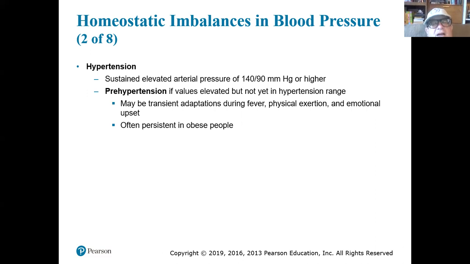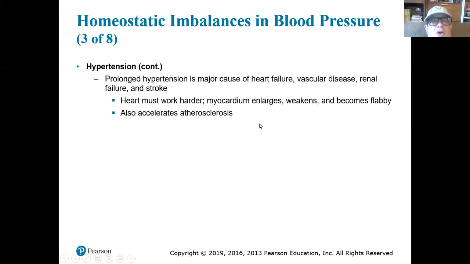All right, so if we have sustained high blood pressure, sustained hypertension, say more than 140/90, this is not good. Prehypertension is when you're not in the hypertension range, that's the 140. You could have a little of this that's temporary during fever or physical exertion or when you're upset. This is really common in people who are overweight, people who are obese. Prolonged hypertension, this is bad. This is a major cause of heart failure, vascular disease, renal failure, stroke.